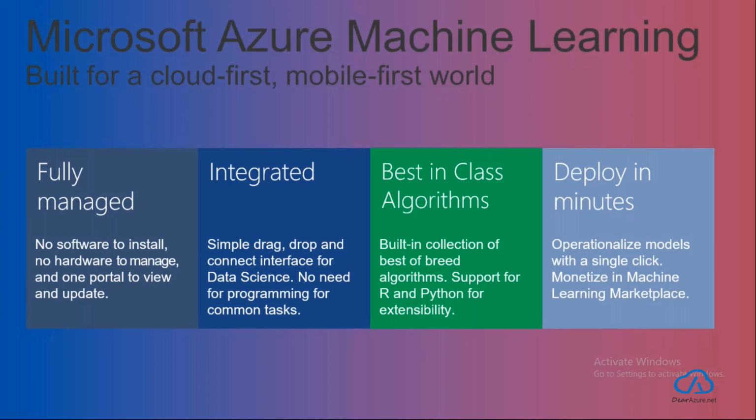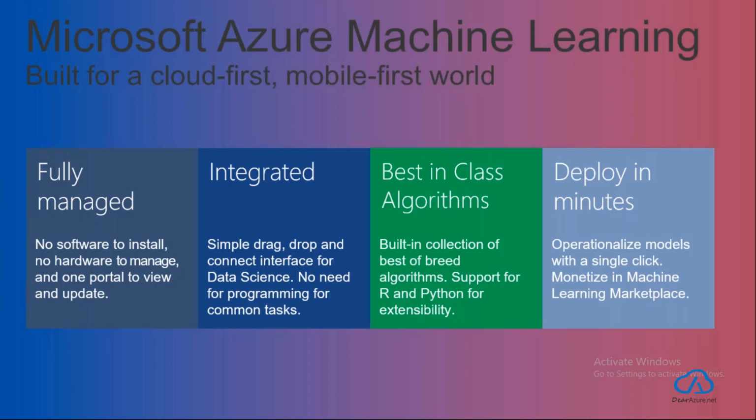Before that, for machine learning we mostly used R and Python or MATLAB. Those are legacy tools right now, and it's a very long process to write the code, add libraries, and set things up: regression, k-means, and the other algorithms. We write them down, but the next step is to deploy your solution to the internet. This is one package you can deploy in a minute, operationalizing a model with a single click in the Machine Learning Marketplace. That's the full flow: fully managed, integrated, best-in-class algorithms, and deploy in a minute.